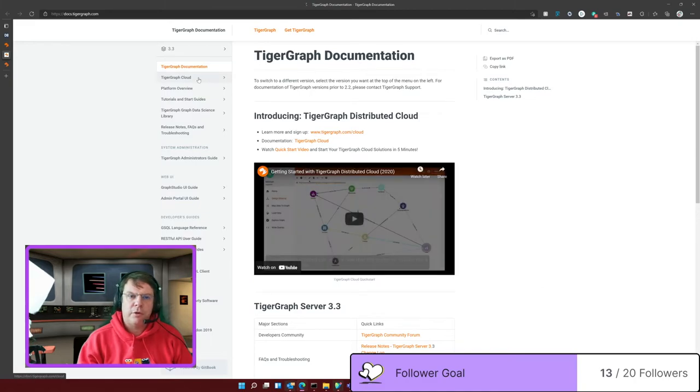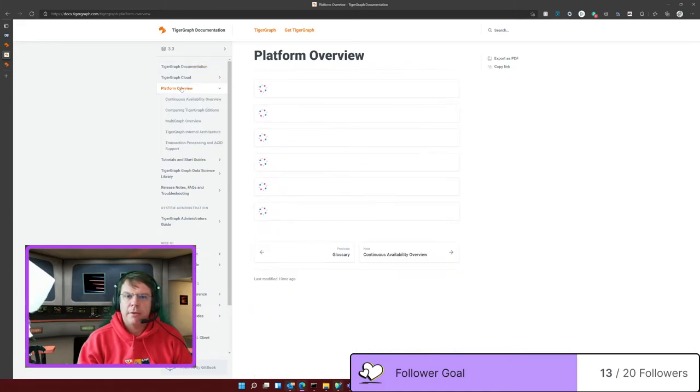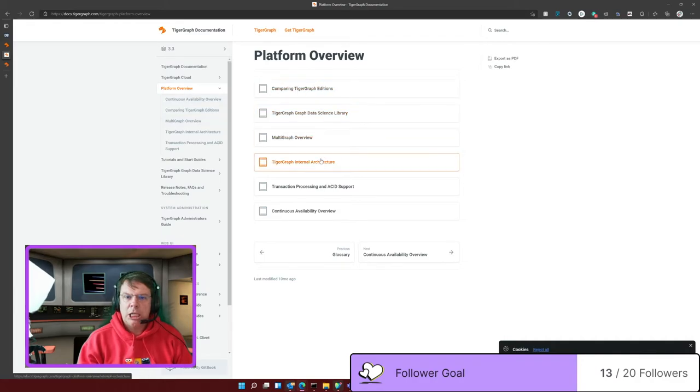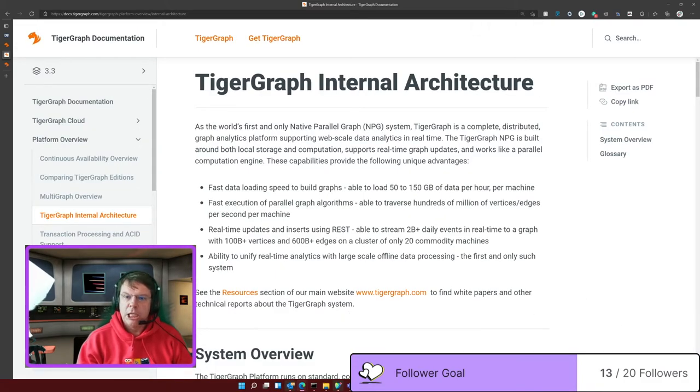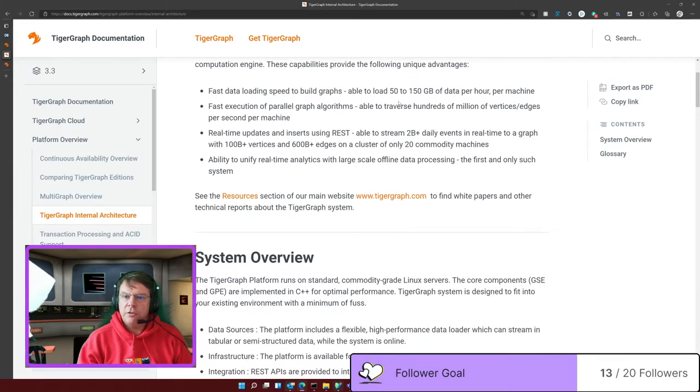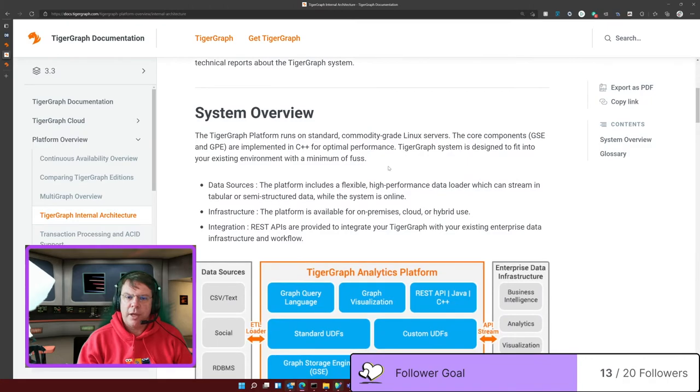Okay, here we go. Distributed cloud, how about an overview of the platform? Tell me more about internal architecture. Love that. Let's make this a little bigger for everyone. Yes, we have cookies. So, okay, they claim to be the first native parallel graph. So it's distributed graph analytics, local storage, real-time graph updates, parallel computation engine, fast loading. Again, here's a benchmark. If they're claiming this, I've no idea what's actually happening there, right? So not super interesting. Fast execution, updates and REST. Again, it's whatever.